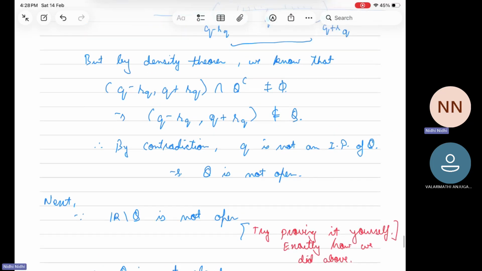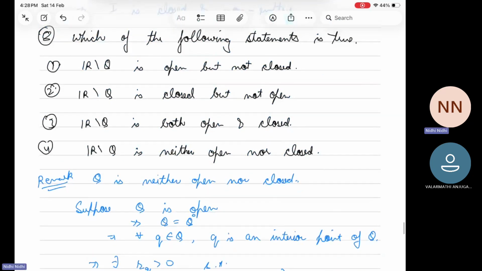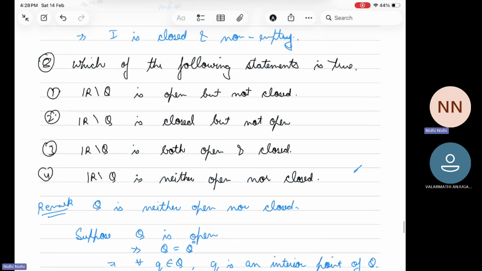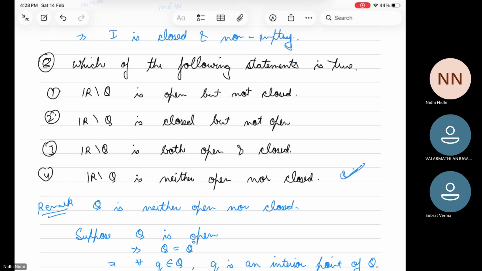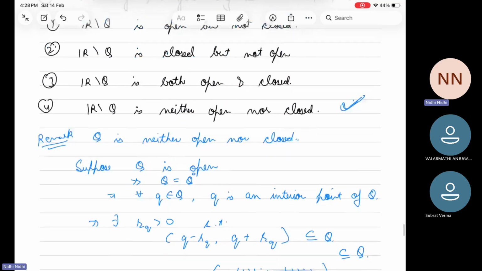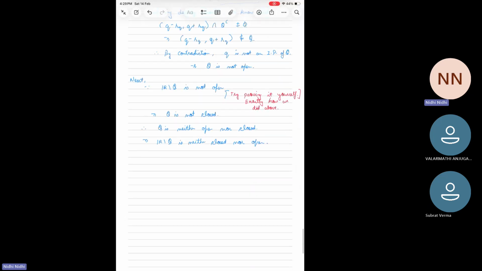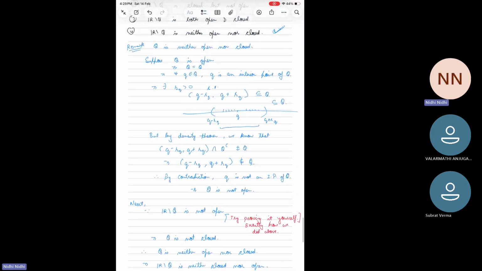So from here, our point 4 is true. This is the correct answer. R minus Q is neither open nor closed. I hope this solution is fine. If you have any doubt at any step in whatever I did, please ask.